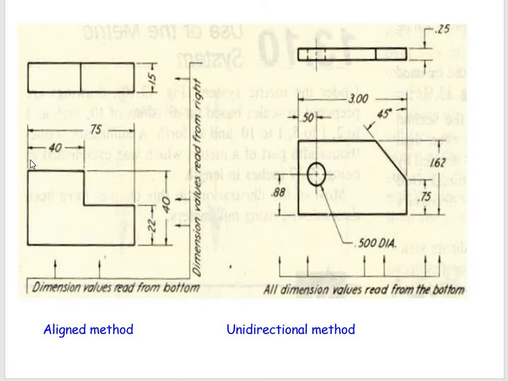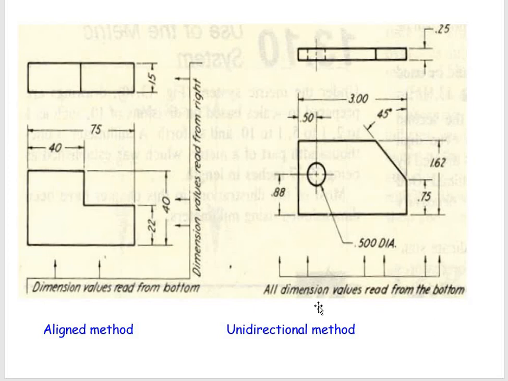Okay, so here you see 40 is written vertically, 75 is written vertically, then 15 is written again rotated 90 degrees. Then you can write, see, dimension values read from the bottom, these values, and here dimension values read from the right, and here all dimension values are read from the bottom only. So if all the values are read from the bottom, it is called the unidirectional method. If it is read from both sides, we call it the aligned method.